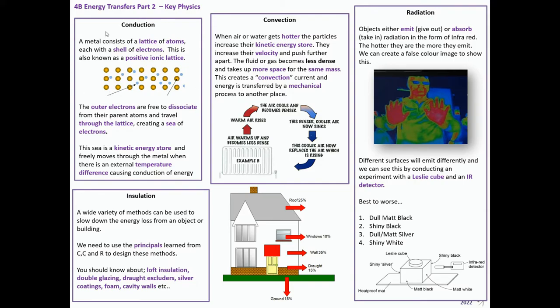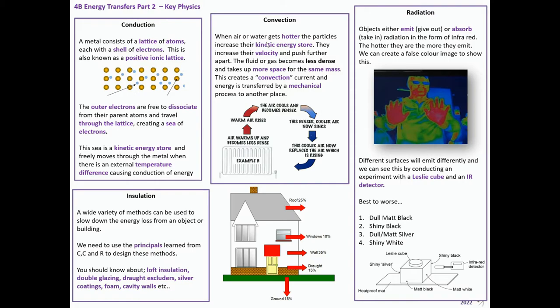So conduction is all about a lattice of atoms which each have a shell of electrons. There's a positive ionic lattice. So you can see here electrons and the positive metallic ions. The outer electrons dissociate from the parent atoms, travel through the lattice, creating a sea of electrons. This sea is basically a kinetic energy store, and it freely moves through the metal when there's an external temperature difference, causing conduction of energy, not only electricity, but also energy.